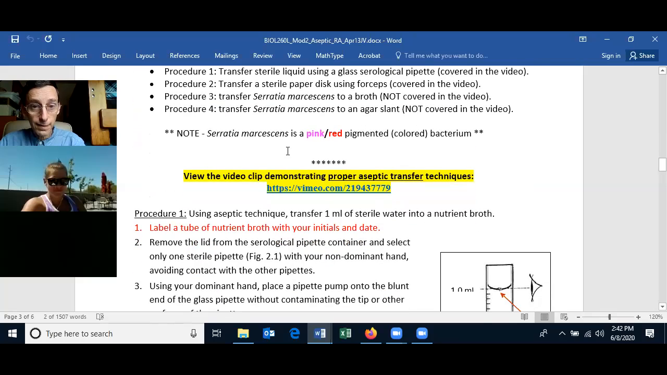Serratia marcescens is a bacteria which is colored pink or reddish, and that will color the inoculum or the media once you transfer it in and it grows. So go ahead and watch your video. Watch this video and then do procedure 1.